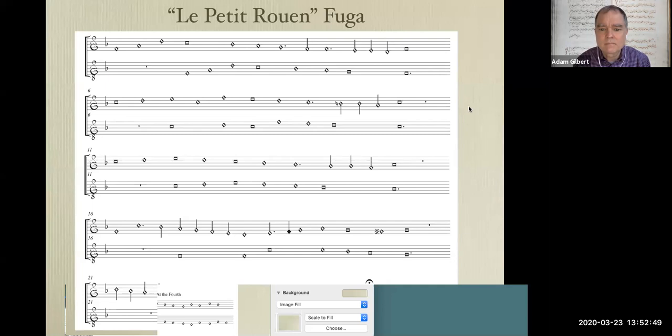So that's a really classic procedure: one voice enters, especially the top voice, and then the tenor voice enters, and that way the top voice is ready to land the cadence earlier, while the tenor goes on a little longer.